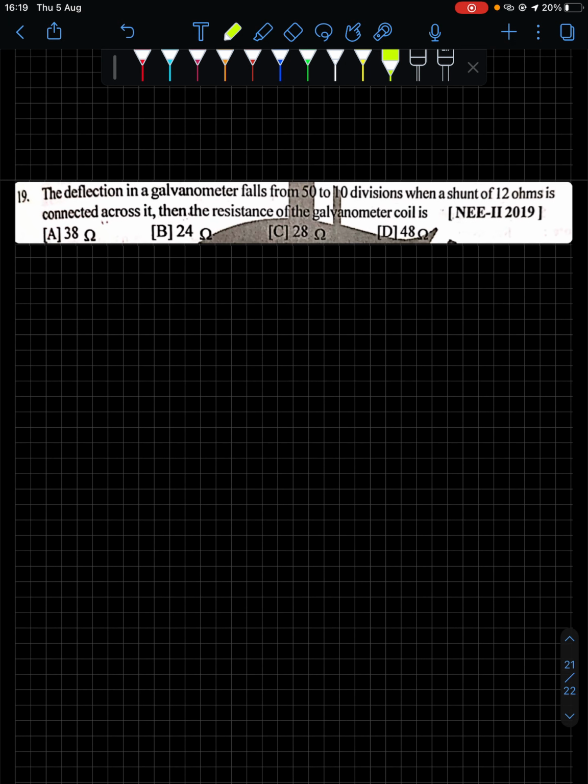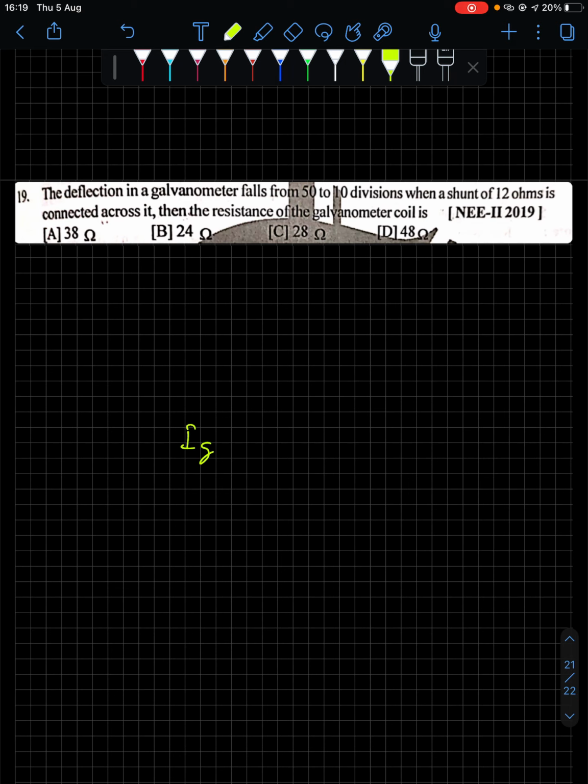Okay, next question number 19. The deflection in a galvanometer falls from 50 to 10 divisions when a shunt of 12 ohm is connected. Then the resistance of the galvanometer coil is what? Now your situation is, you see, resistance of the galvanometer.